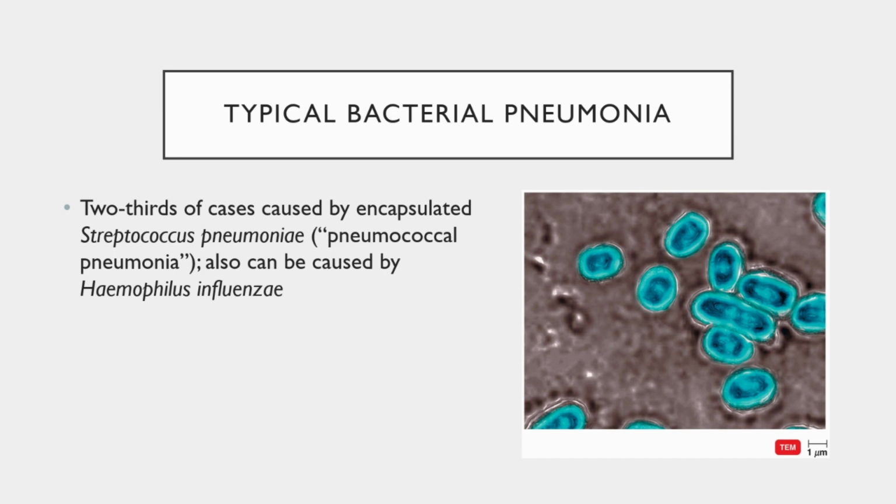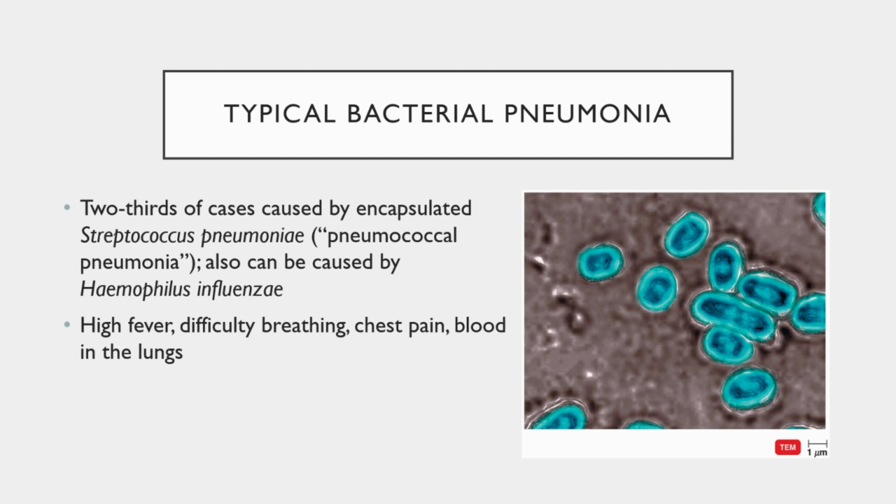Another of the more common causes is Haemophilus influenzae. This pathogen, Haemophilus influenzae, is named for the fact that it was once believed that it was the cause of influenza. So that's where the species name comes from, but now we know that's not the case. Flu is caused by a virus, but the name stuck. Bacterial pneumonia is associated with a high fever, difficulty breathing, chest pain, and sometimes blood in the lungs.